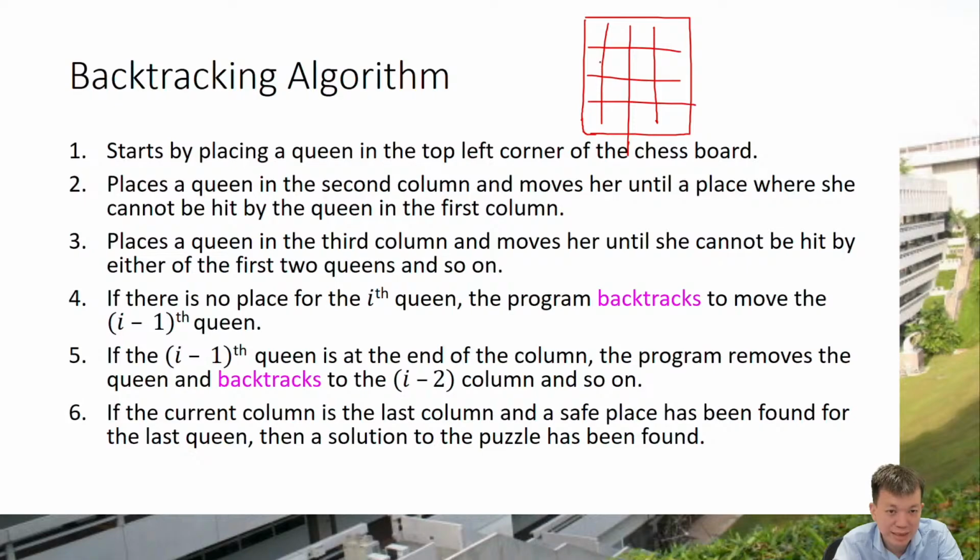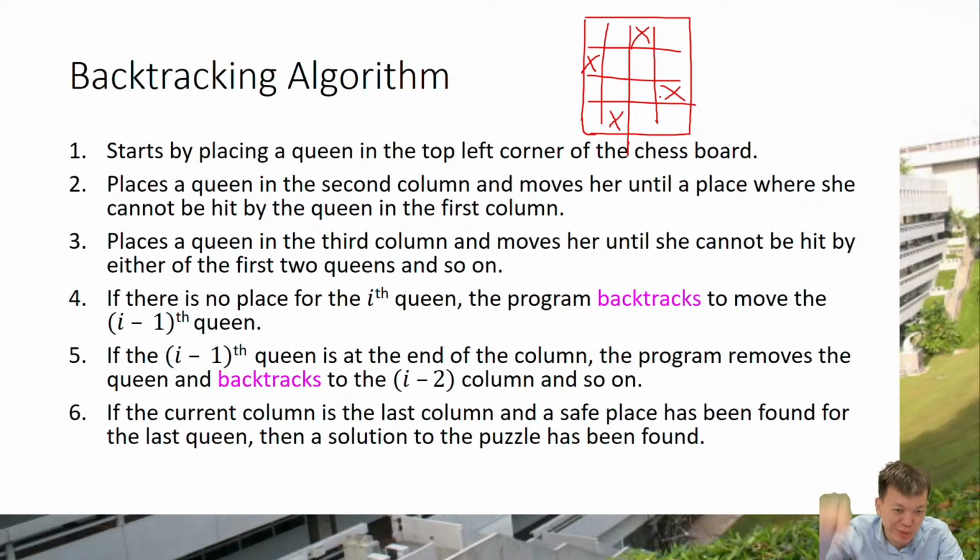Then you have to choose the second position. Cannot. Then this one okay. Then this one okay. Then cannot. This one okay. Found. So this is the backtracking algorithm. Of course, the same thing can apply to the 8 by 8.